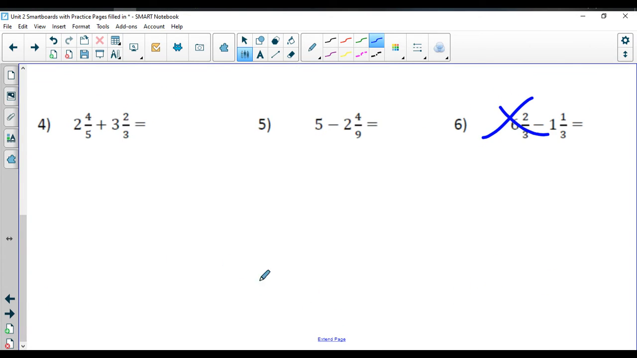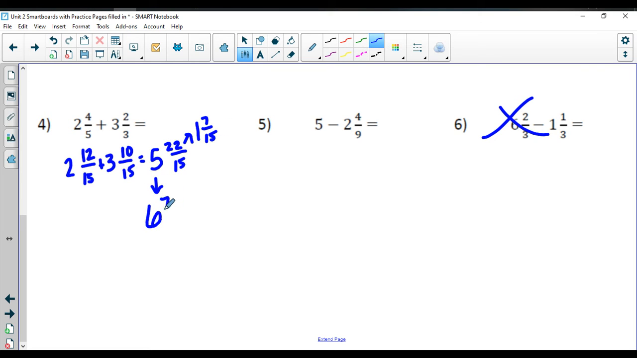In question number 4, I'm noticing that we do have different denominators here. So we're going to swap them over to a common denominator of 15. So 5 times 3, 4 times 3, 3 times 5, 2 times 5, and rewrite the rest here. So I'm going to add my whole numbers. 12 plus 10, and the fractions give me 22/15. That is improper. So 22 divided by 15 is 1 whole, 7/15 remains. So my final answer here is 6 and 7/15.